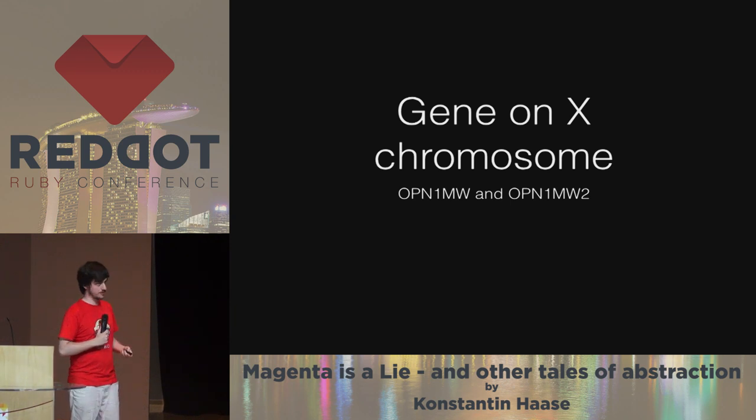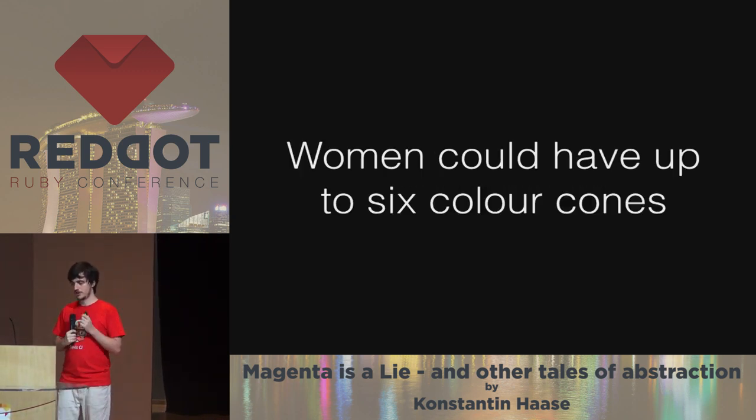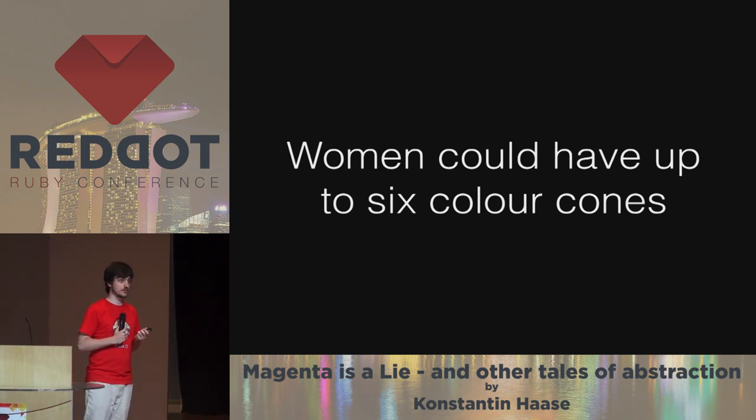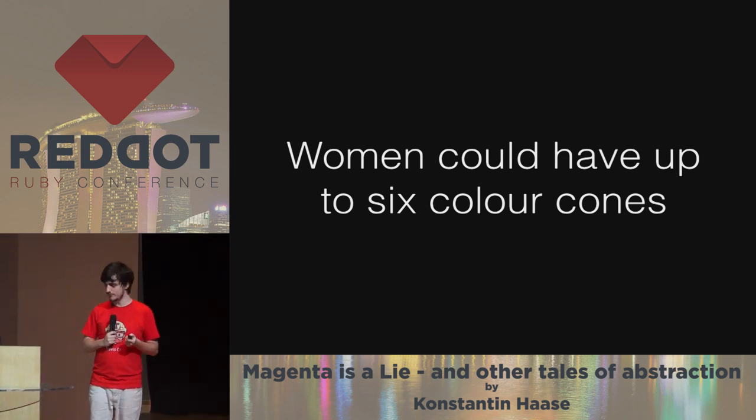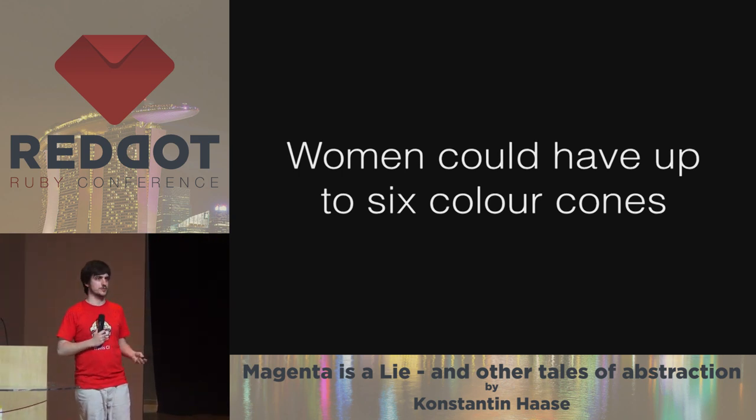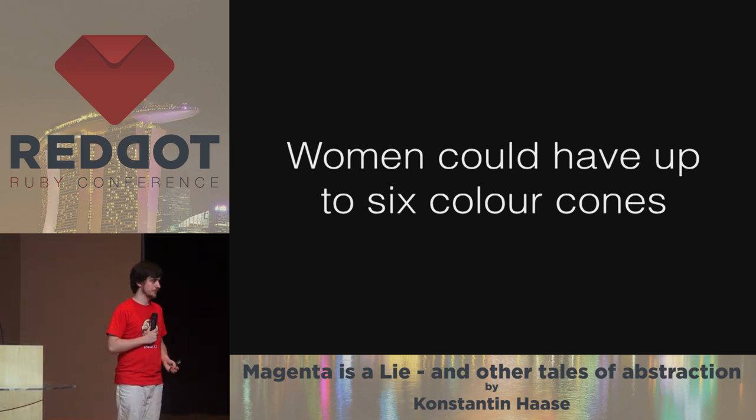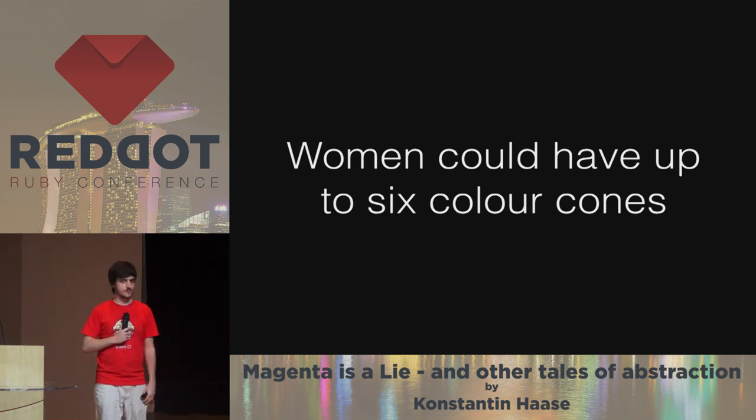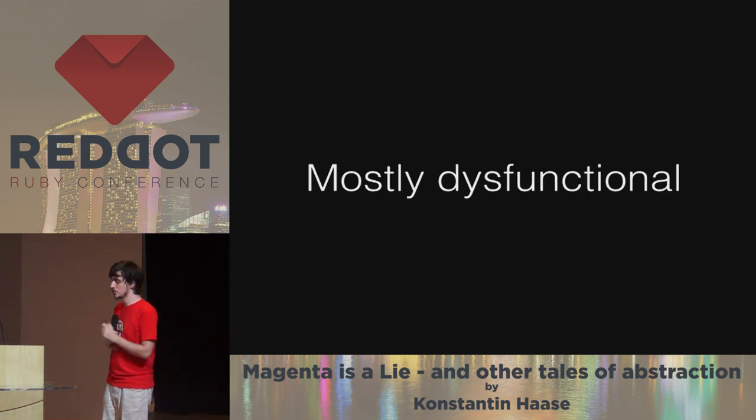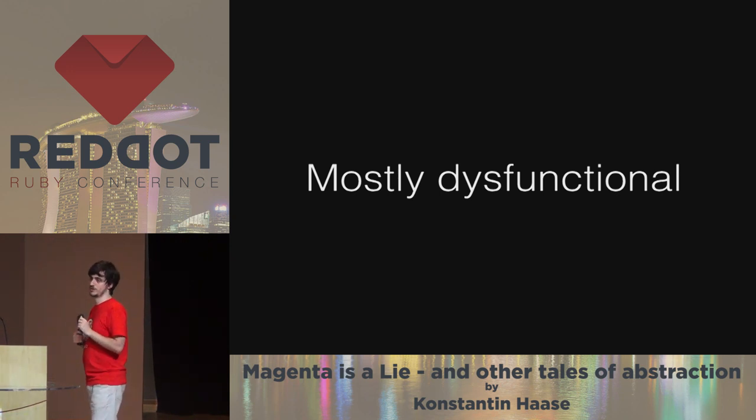Those are actually the names of the genes, in case you want to patch your gene. Someone did that, published it on GitHub, and someone sent a pull request to the genome. But if you do the math, women in theory could have up to six different color cones. And so a lot of women, even if it's just 2% of the female world population, we're still talking millions of women. So why have we never really talked about this? Because they're mostly dysfunctional.